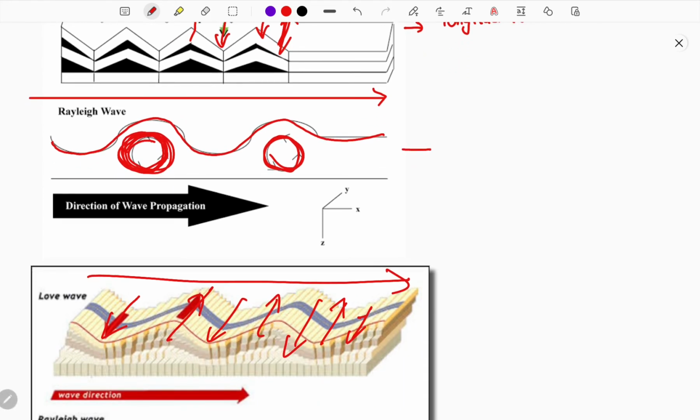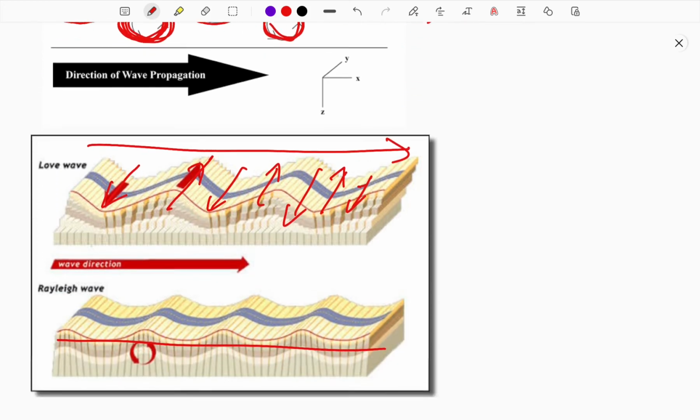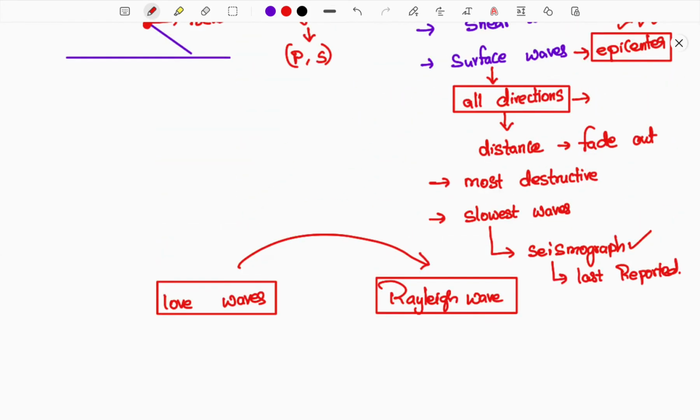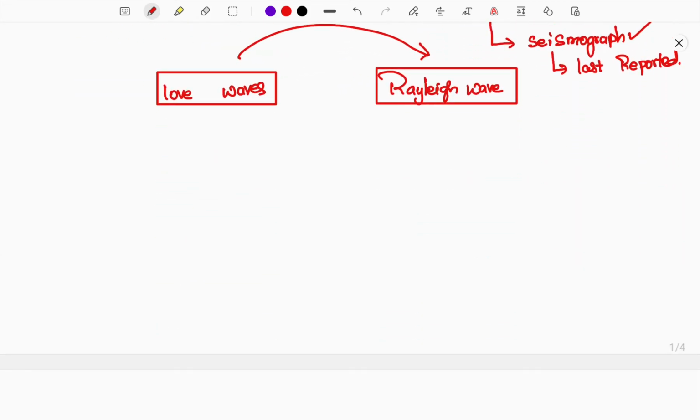And then you can see Rayleigh waves. This is also called the transverse waves. Transverse waves means the wave movement is along the direction of the propagation. It is the same as the direction of the propagation. Okay, now you have image-based clarity about what love waves and Rayleigh waves are. Hope we are safe in understanding.